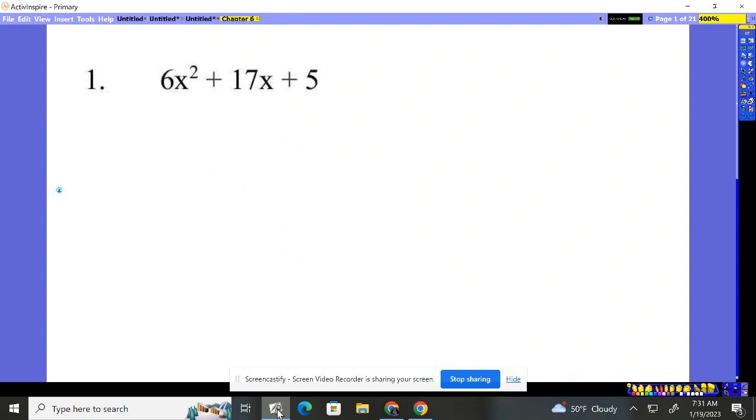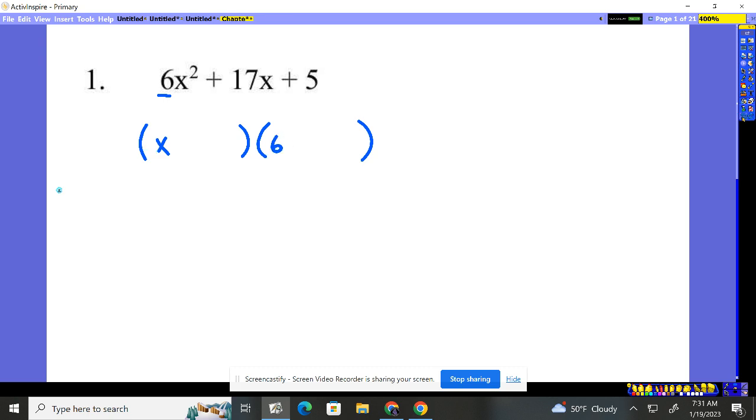Problem one, it wants us to factor this. Well, the first thing I notice is, wait a second, there's a 6 right there in the A spot. So this is going to be a little more complicated. I could have a 1x times a 6x at the beginning here. So you could have an x and then a 6x, or maybe it's a 2x and a 3x. So it gets a little complicated.